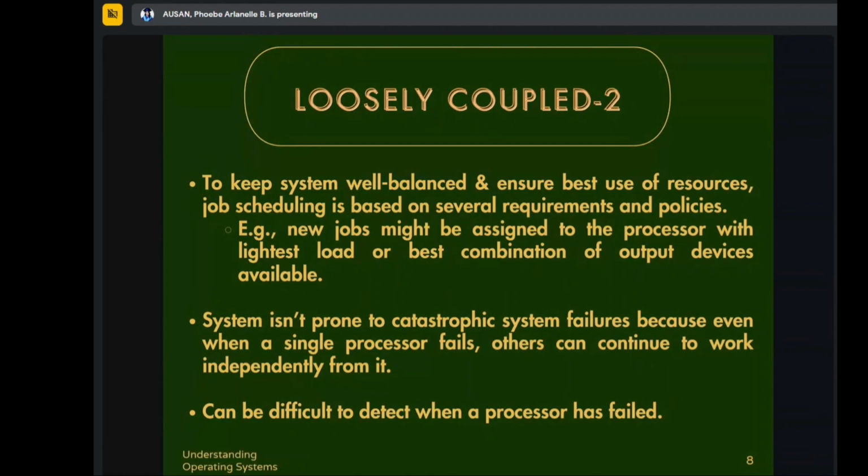For example, new jobs might be assigned to the processor with the lightest load or the best combination of output devices available. The system isn't prone to catastrophic system failures because even though a single processor fails, the others can continue to work independently from it. It can be difficult to detect when a processor has failed.